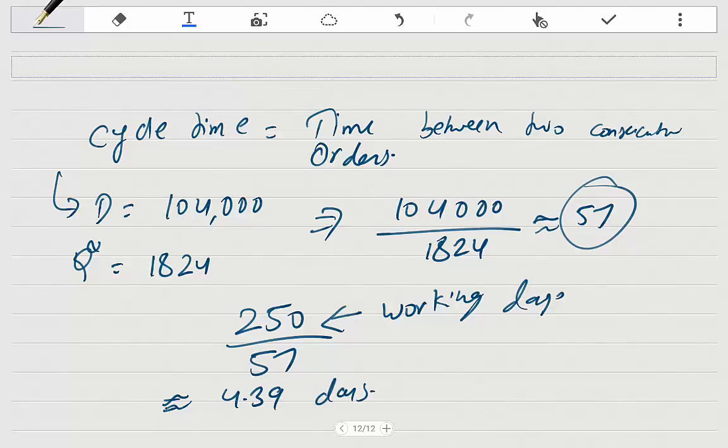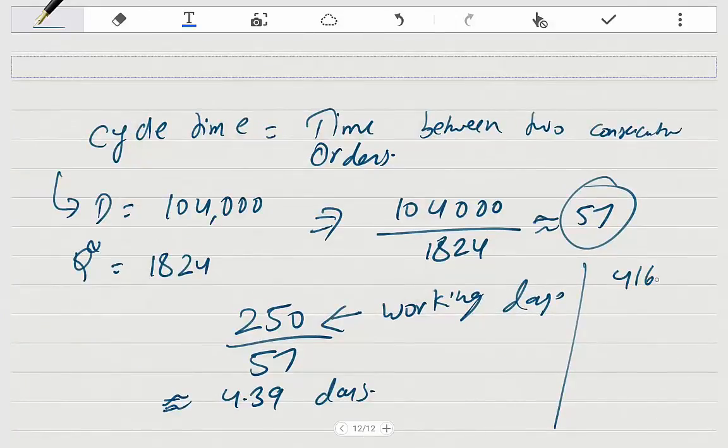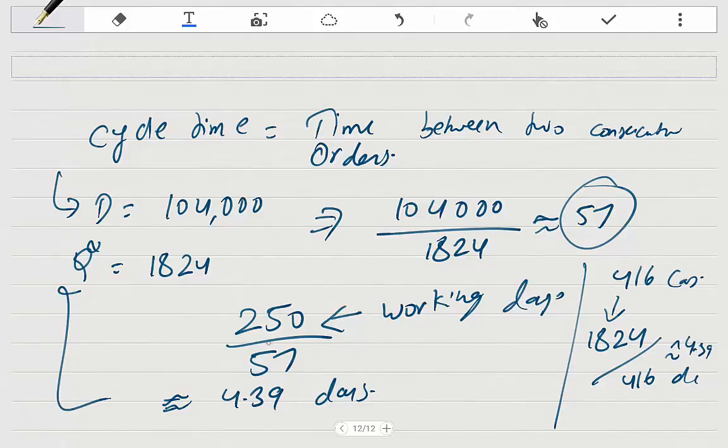There is another way of finding this too, because we know our daily demand is 416 cases. Every time we place an order of 1824, that means 1824 divided by 416. This would last about 4.39 days. But I like this way of thinking: you place 57 orders per year, and if there are 250 days available, your orders should last for 4.39 days. So on average, you order every 4.39 days.